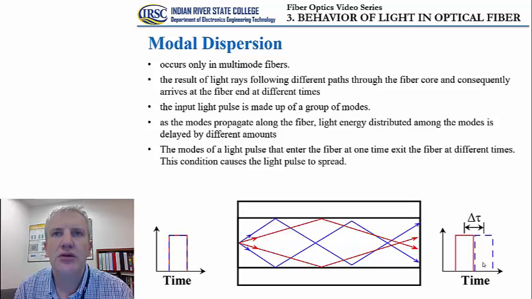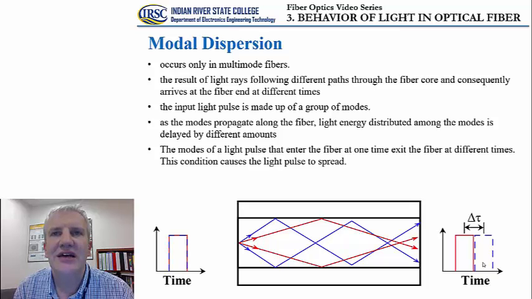The mode that's shown in the red color obviously travels a shorter distance from the left side of the optical fiber to the right side of the optical fiber, as opposed to the blue mode that travels a longer distance. So the fact that the blue mode travels a longer distance means that the blue mode is going to arrive on the right side, or the right end, of the optical fiber at some later time compared to the red mode.